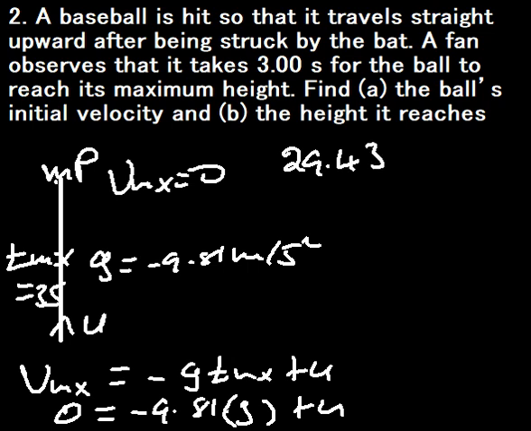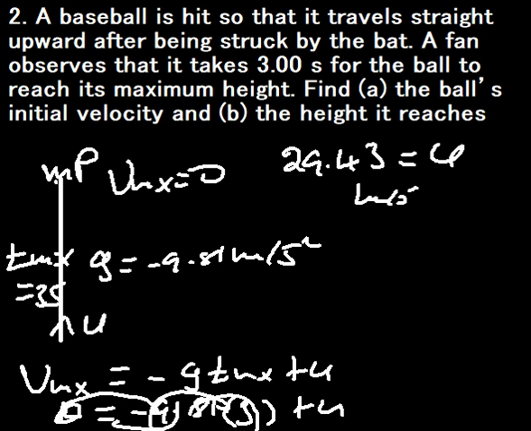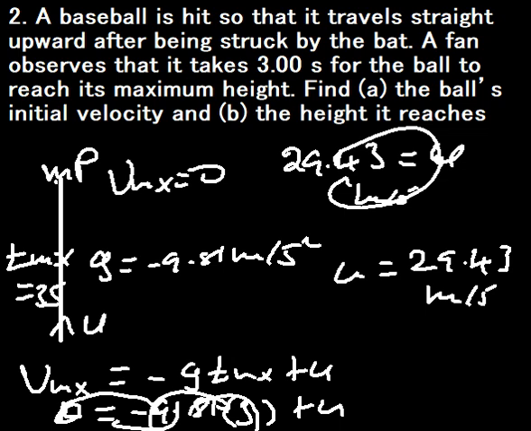29.43 is equal to the initial velocity, in meters per second. Upon having this out, you transfer this side, then you have it as a positive. So the initial velocity is 29.43 meters per second. We have just reversed the two, this one here and this one here, so that is the same as that. So that's the initial velocity.